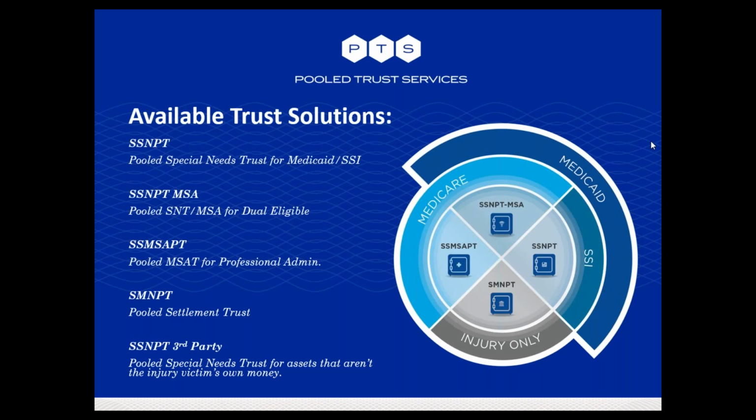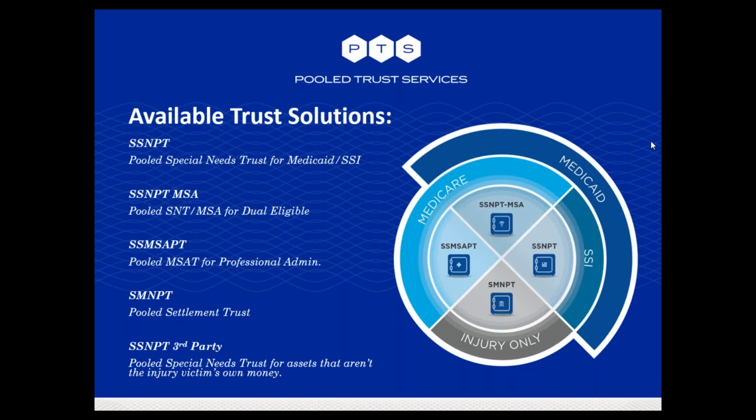If they're dual eligible for Medicare and Medicaid, they would want to look at a typical special needs trust as a disabled person, which would protect the Medicaid and SSI, and allocate funds to the MSA side, which would be a separate sub-account of the trust that did the annual accounting for Medicare.